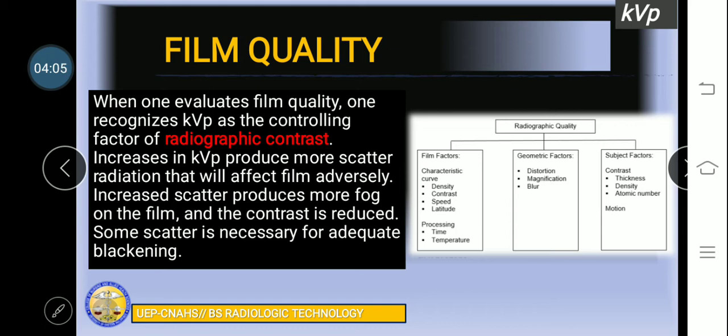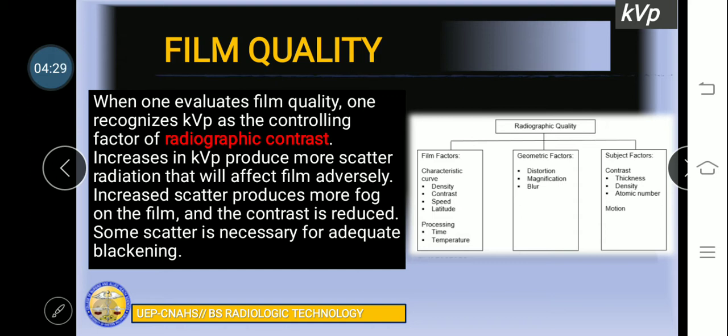So when one evaluates film quality, one recognizes KVP as the controlling factor of radiographic contrast. Because if the film were all black, it would simply be black, or it would only vary in shade. If you're an artist, KVP is like the one that makes the contour of the human body, which is why there is contrast.